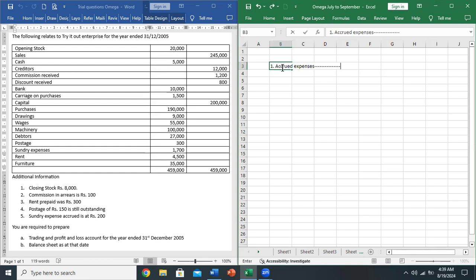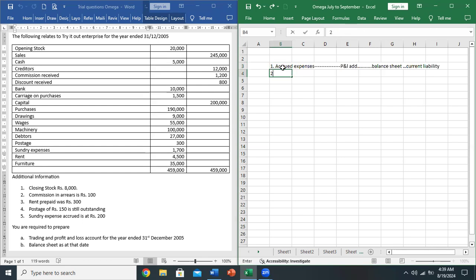Now we saw that to treat it, these are the following things you do. In the profit and loss account, you add, and then in the balance sheet, it is a current liability. I want to believe we all remember this. So that was accrued expenses.